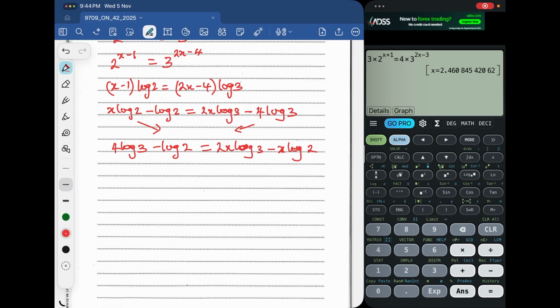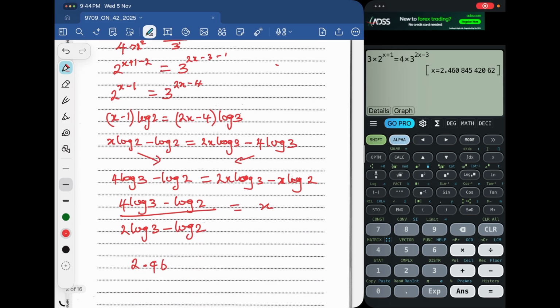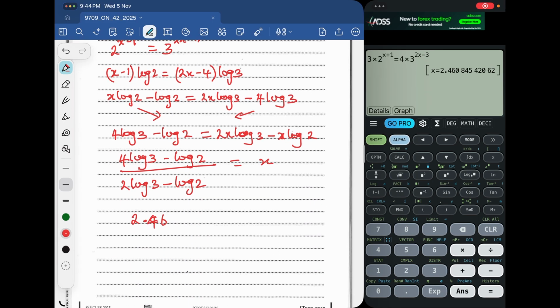Okay, so this will be (4 log 3 minus log 2) divided by, I just factorized x, (2 log 3 minus log 2). Now let's check. So I should get, your calculator can solve this like I said. So my answer should be 2.46. They need it to 3 significant figures, right? So let's check if this actually gives me the answer.